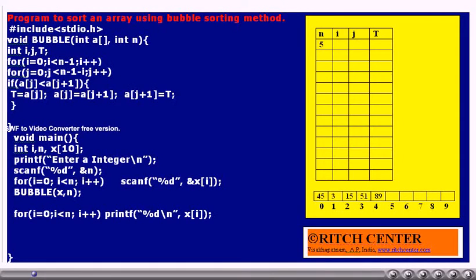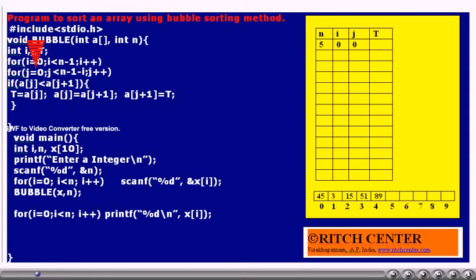Let us assume that the n value, that is the number of elements in the array, is 5. The i value is 0 initially. Is i less than n-1, that is 5 minus 1, 4? Yes. Thus, we will be entering into the outer for loop.